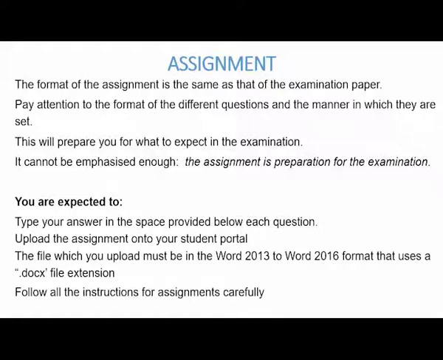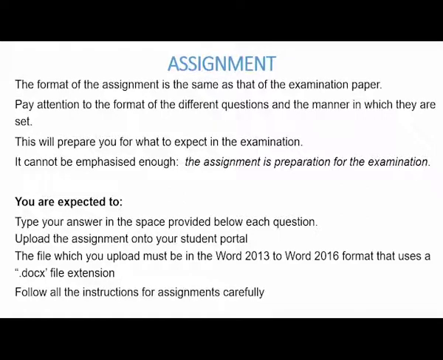It gives you a feeling of what it's like to write an examination paper. It cannot be emphasized enough: the assignment is preparation for the examination. So you need to invest a lot of time in order to be successful. When you invest the time for the assignment, you have already started to prepare for your examination.